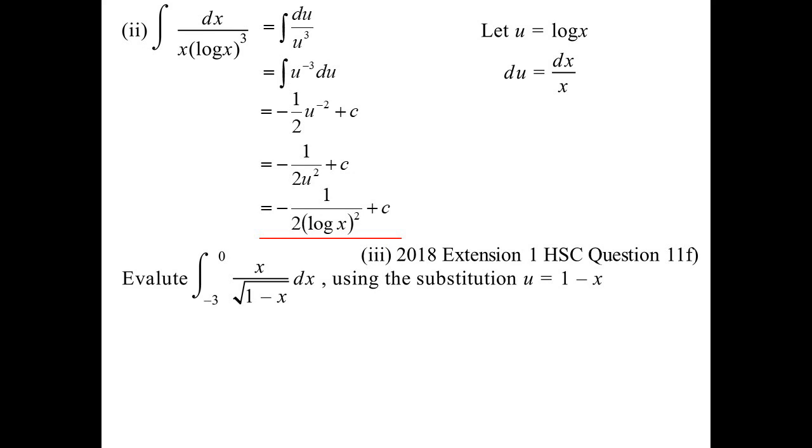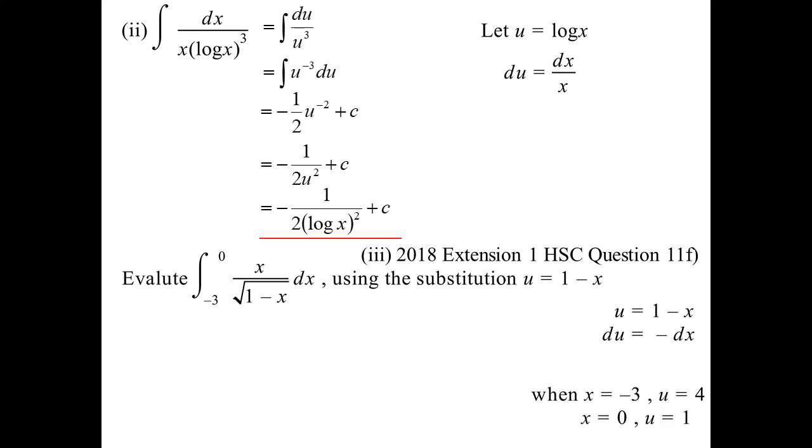Now, here's one from a couple of years ago. And it was a definite integral, you'll notice. It's going from minus 3 to 0. And we were told to use the substitution u equals 1 minus x. So if u is 1 minus x, then du is minus dx. But we now have to deal with the limits as well. But we've got a formula that allows us to convert. There it is, u equals 1 minus x.